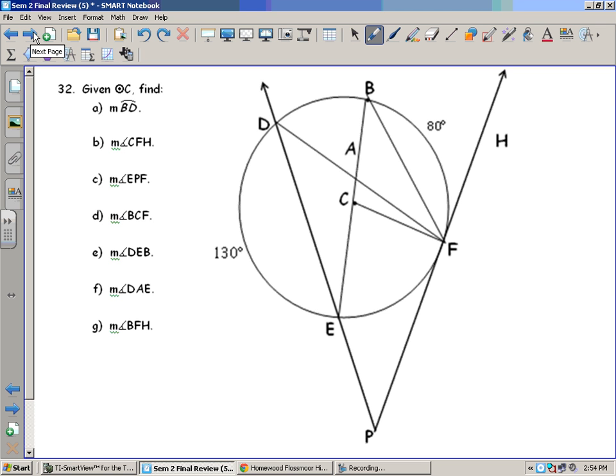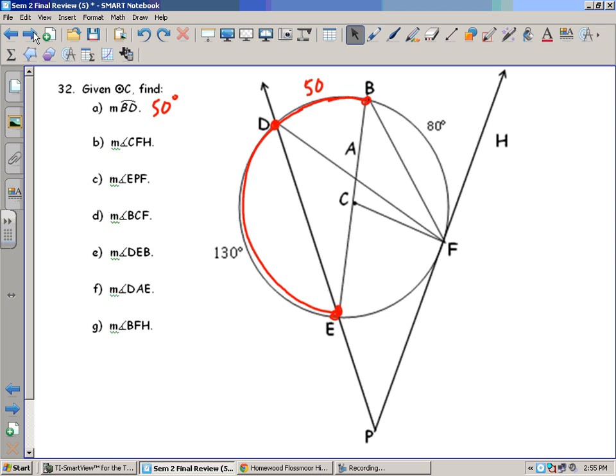The first question is, what is BD? Well, BD, just looking at the problem, is part of this semicircle, okay? And since the semicircle is 180, I know BD has to be 180 minus the 130 that I know, because I know that ED is 130, so BD has to be 50 for that reason. So you got to look for those semicircles. You got to look for inscribed angles, angles outside, angles inside. All that stuff comes into play here.